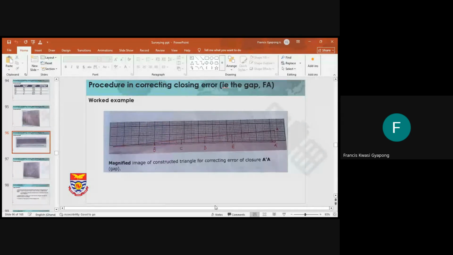So what we are going to do is plot all these 0.2, 0.3, and so on on the plotted traverse. But again, listen carefully. You will stand at B and measure from the center of B 0.2. The question is, if you measure 0.2, is it going up or down?